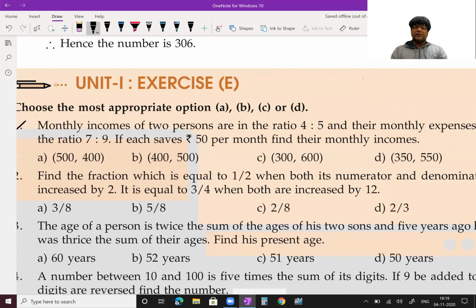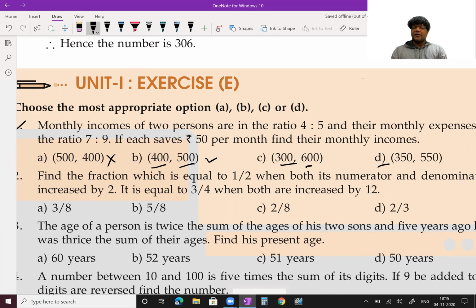See, monthly income of 2 persons are in the ratio 4 is to 5. I will check where 4 is to 5. This is not 4 is to 5, not the answer. Guys, here it is 4 is to 5. 300 to 600, that is 1 is to 2, not the answer. 350 is to 550, 0, 0 gone, 5 7 ja, 5 11 ja, 7 is to 11, not the answer. I got, guys, this is the answer. But you should not answer in a hurry.